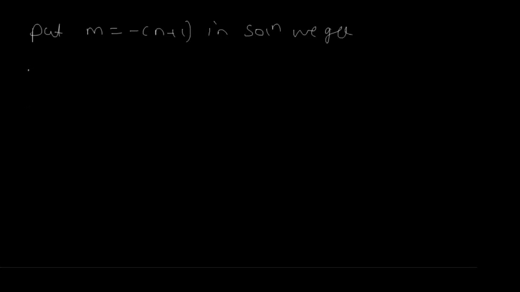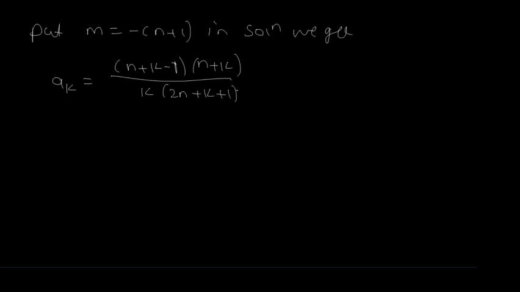So we get a_k is equal to (n+k-1)(n+k) divided by k(2n+k+1) into a_{k-2}. Now put k equal to 2, 4, 6 and so on.